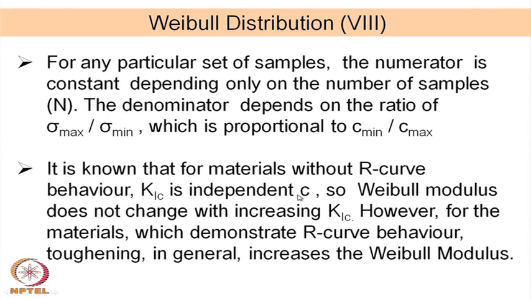So, a toughened material is expected to have a much better Weibull modulus, and therefore, whenever we are looking for a reliable ceramic material for certain structural applications, it is better to always have a toughened material, either by transformation toughening or by some reinforcement of whiskers or many other different mechanisms which we have discussed.